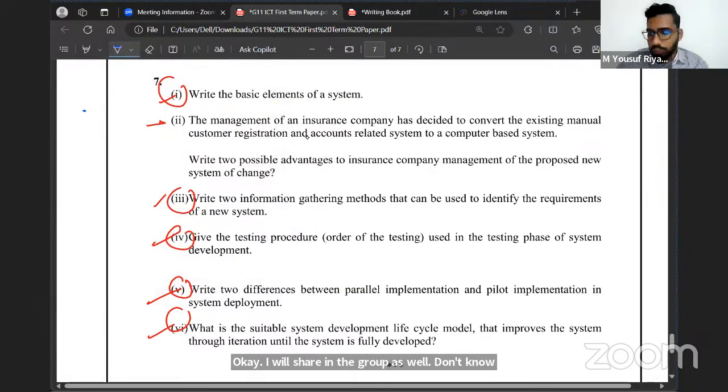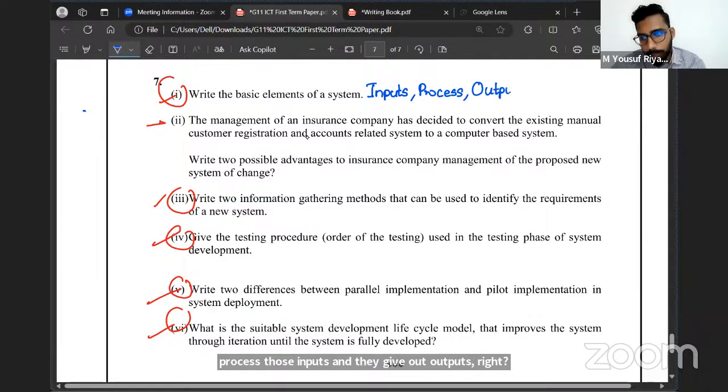Write the basic elements of a system. So, a system has three basic elements: they take in inputs, then they process those inputs, and they give out outputs. So the three basic elements of a system are input, process, output.